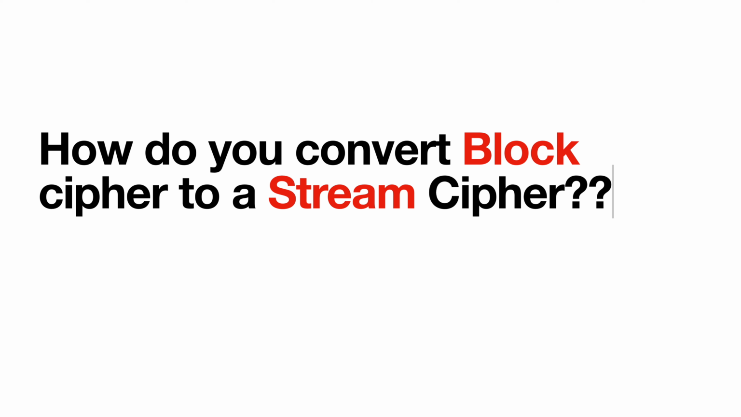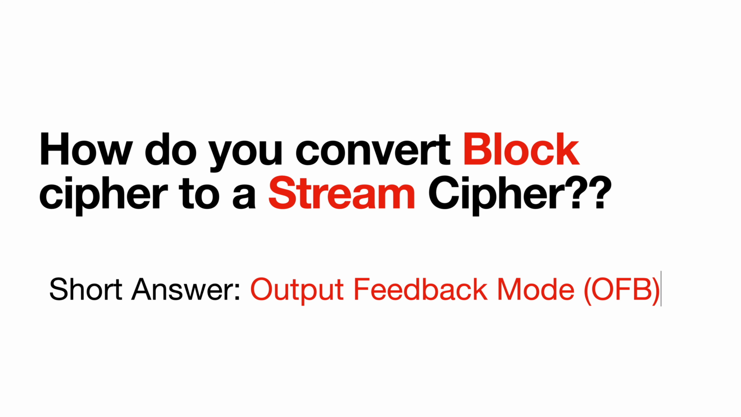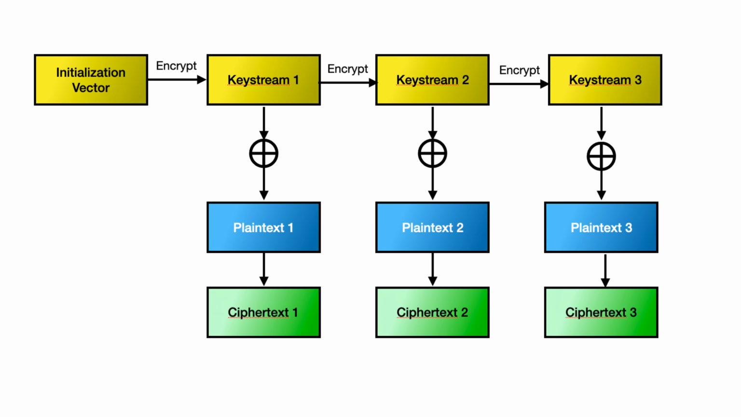How do we convert a block cipher to a stream cipher? The short answer is output feedback mode. Now, what is this output feedback mode? We will understand it by the use of this diagram.